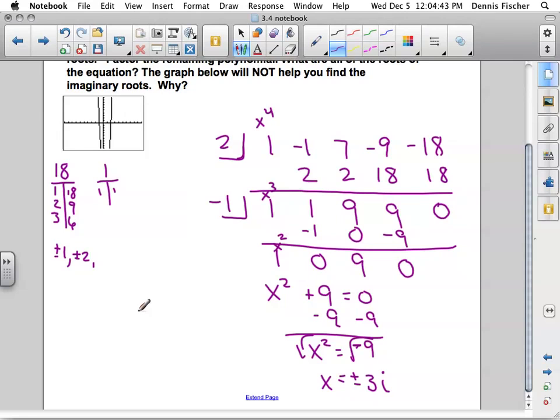My answers on here are 2, -1, 3i, and -3i. How many answers is that? Four answers. Imaginary answers occur in pairs, plus or minus 3i. Did we know we were going to have four answers? The highest exponent tells you how many answers you're going to have.